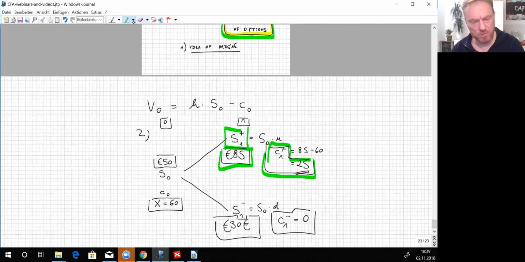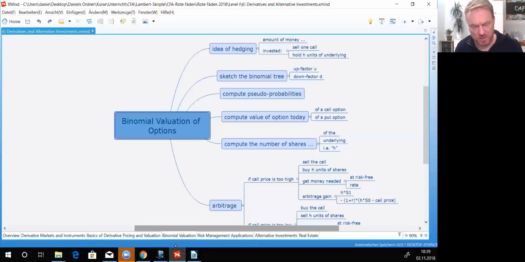And of course, if I can show it this way, those four numbers are important, and we'll keep them in mind. That's the second thing. So the idea of hedging, you need to understand the idea of hedging. And second, to sketch the binomial tree and the numbers related to this binomial tree. Now, compute the risk-neutral probabilities.